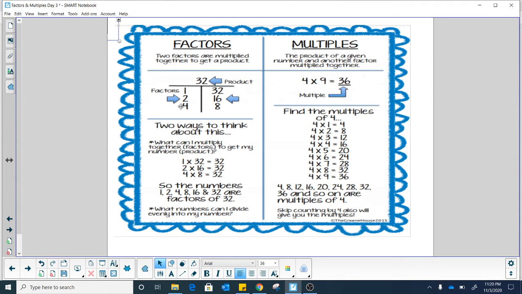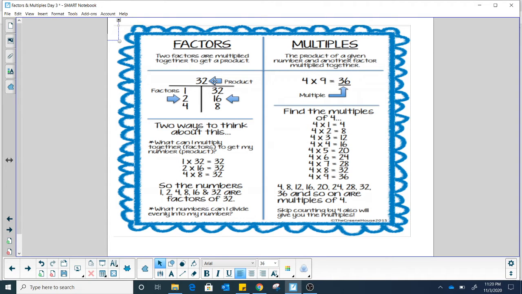order to get 32. So for example here, we see 1 times 32, where 1 and 32 are factors because they can multiply together to make 32. 2 and 16 are factors because they can multiply together to make 32. And 4 and 8 are multiples because they can multiply together to make 32. And those are all of the factors for 32.